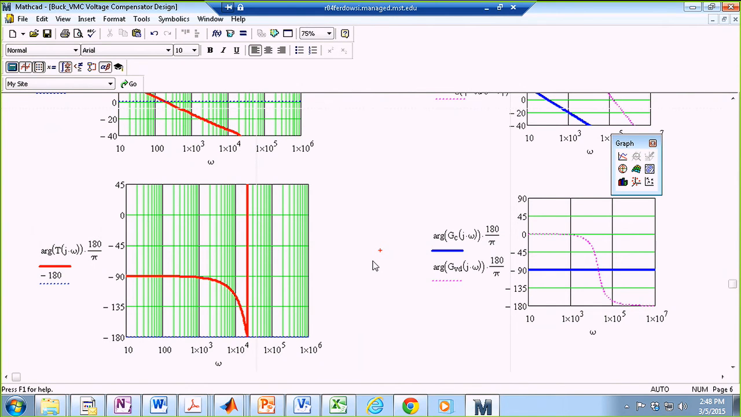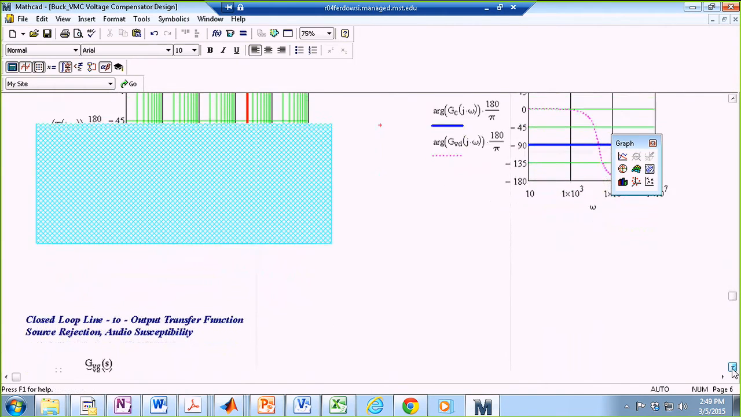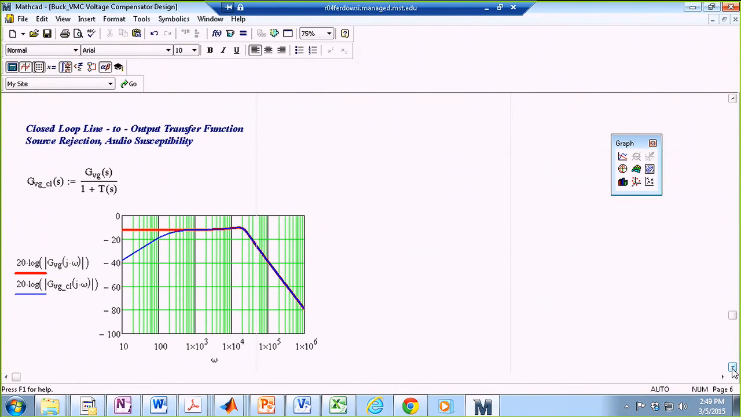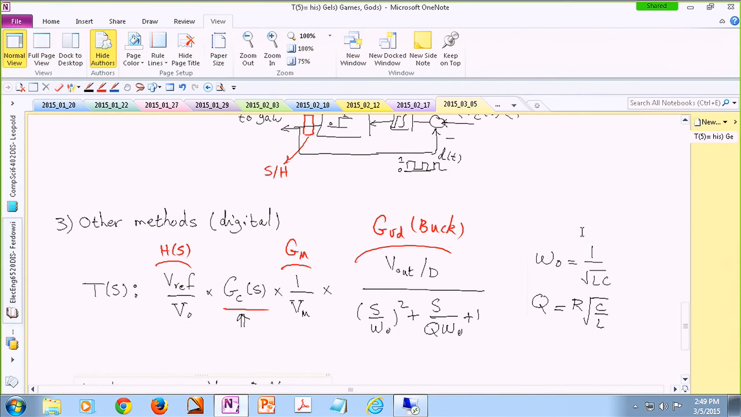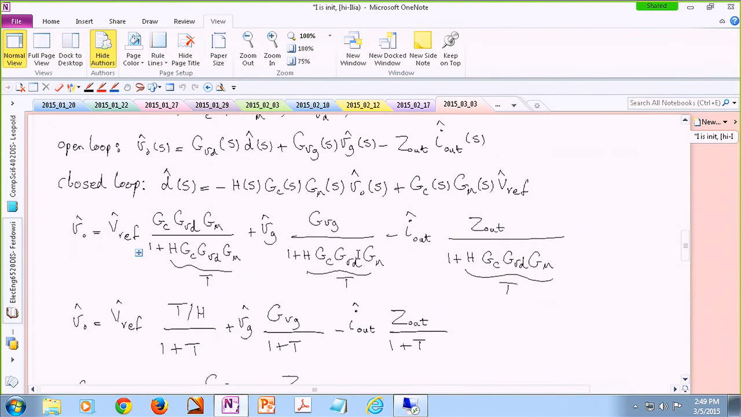So adding an integration block did not make the system unstable, this particular one. Sometimes it does actually. You just add an integration block and you get a lot of phase delay. And I'm also looking at my closed loop line to output transfer function. So what is this closed loop line to output transfer function? These are these transfer functions, this whole thing actually.